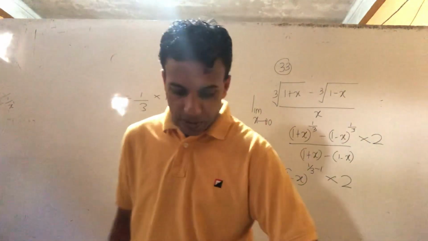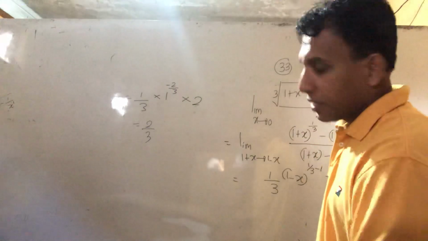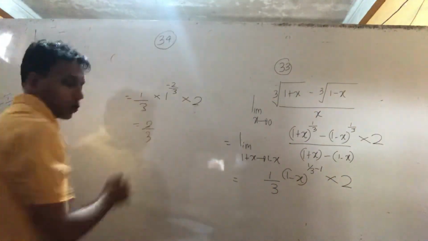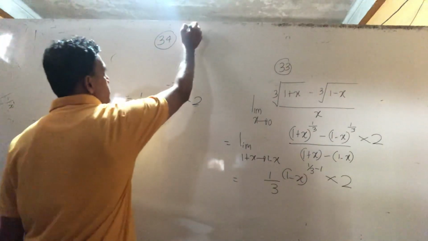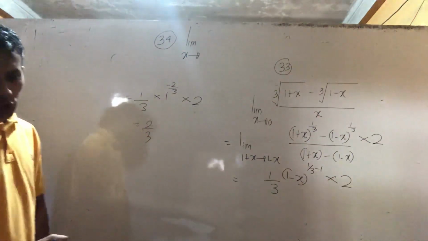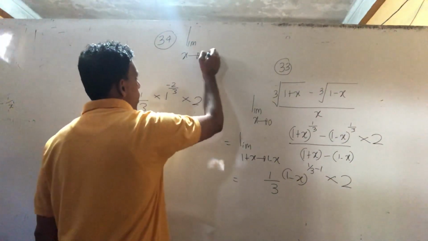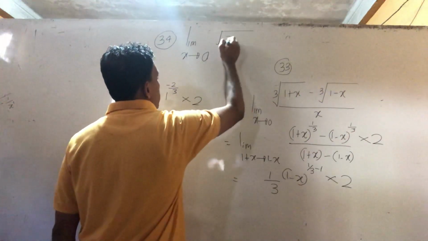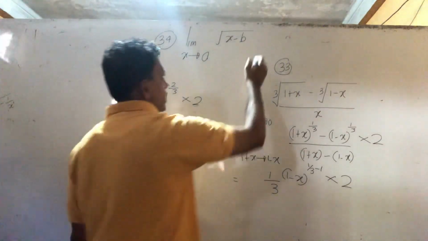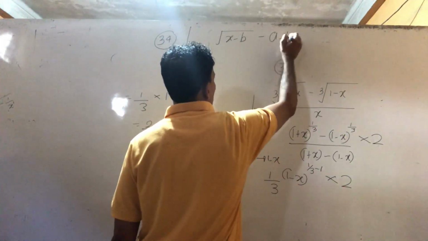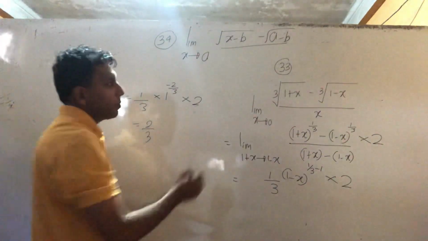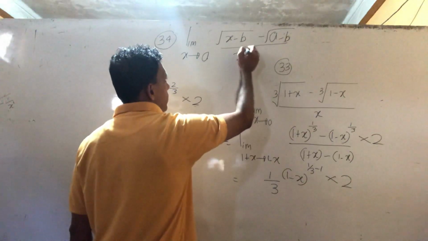Algebraic limit. Question number 33. Next, problem 34. Question 34: limit x tends to a of the square root of (x minus b) minus the square root of (a minus b), over x square minus a square. Is it?